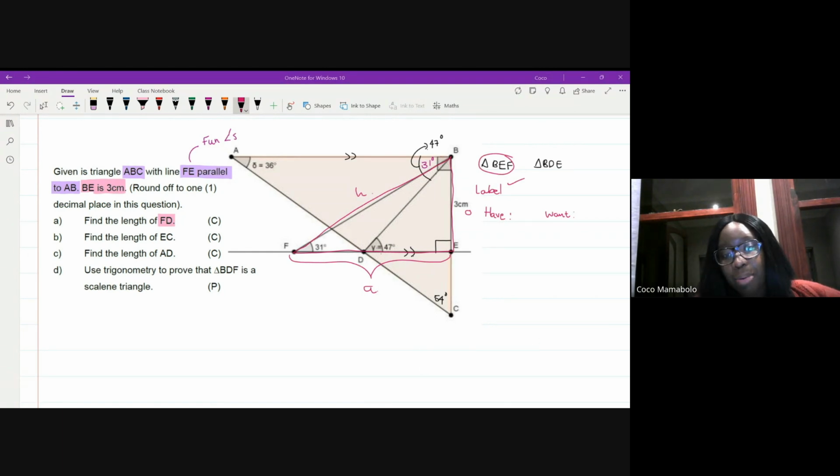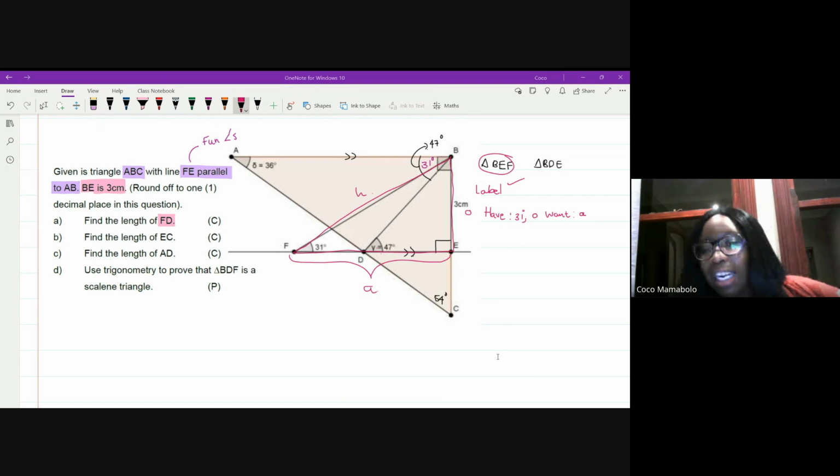What do I have, Princess? I've got my angle, there's my angle, 31 degrees. And I've got the opposite side. Beautiful. And I'm looking for the adjacent. I've got the opposite and I've got the adjacent. Just let me know, Princess, can you continue from here? Are you able to find me the length of FE using the information on the screen?